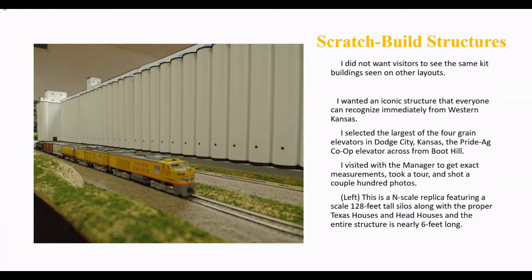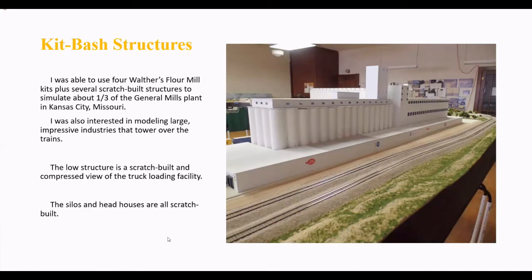I visited the manager, I took measurements and about 300 photographs. And this is an actual N-scale representation of, it's a scale 128 foot tall of the grain elevator there here in Dodge. Now, the one thing to notice, the difference between this structure, which is a grain elevator, and the grain mill you can see in the back, the Walthers kit, which they market as a grain elevator, is actually a grain mill. It is not an elevator. That's why the silos are so short on it.